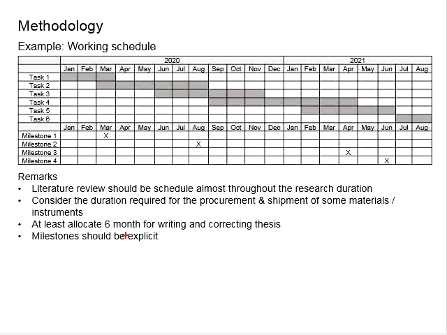You will need to allocate at least 6 months for writing and correcting the thesis. If you ask your seniors who have just completed their research, you may ask them for the typical durations that they spend on writing and correcting the thesis. It is quite seldom for you to encounter anyone spending less than this.